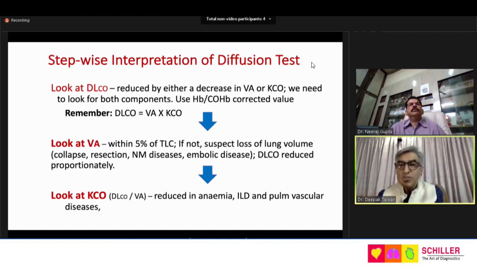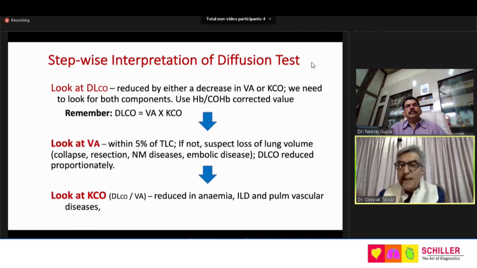And whether it is associated with a decrease in VA or KCO or not, because we know that the equation is DLCO is equal to VA into KCO. And very importantly, you need to see whether your DLCO may be reduced because of hemoglobin or carboxyhemoglobin. So those corrections need to be done. If you put it in the machine that the patient's hemoglobin is 9, then it will automatically correct and give you DLCO single breath corrected for hemoglobin. So that will give you the value that has been corrected for your current patient whose hemoglobin has been entered into the machine. Next, you look at the VA.